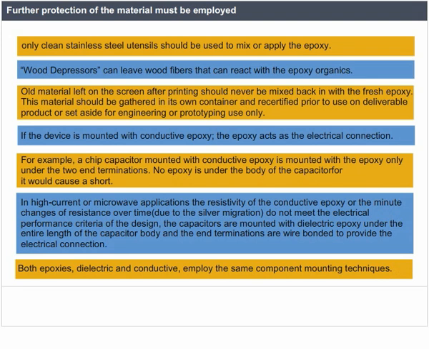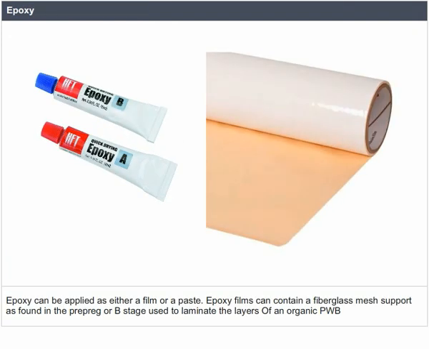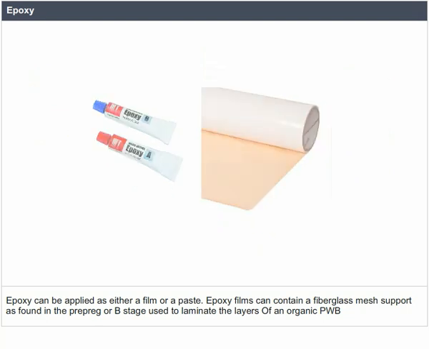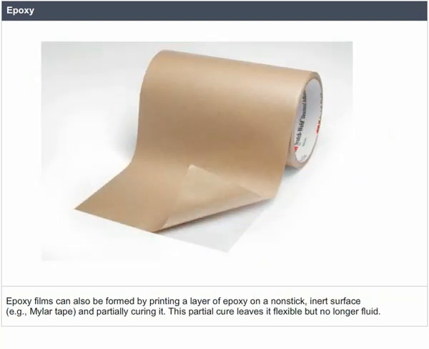Epoxy can be applied as either a film or a paste. Epoxy films can contain fiberglass mesh support, as found in the pre-preg or B-stage used to laminate the layers of an organic PWB. Epoxy films can also be formed by printing a layer of epoxy on a non-stick inert surface, for example Mylar tape, and partially curing it. This partial cure leaves it flexible but no longer fluid.